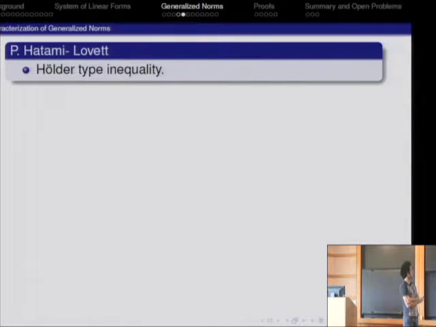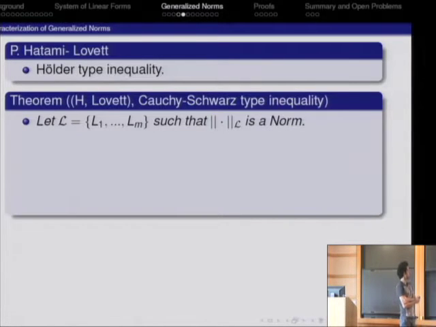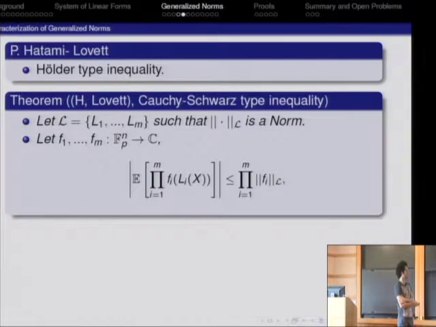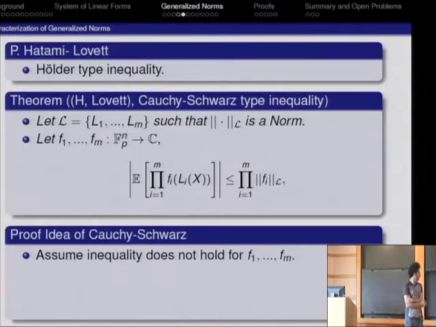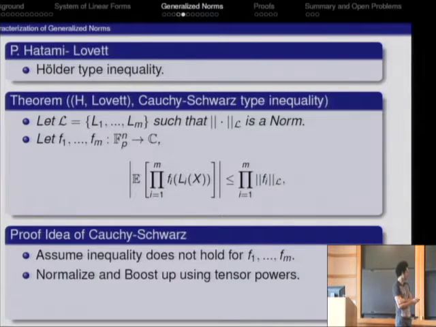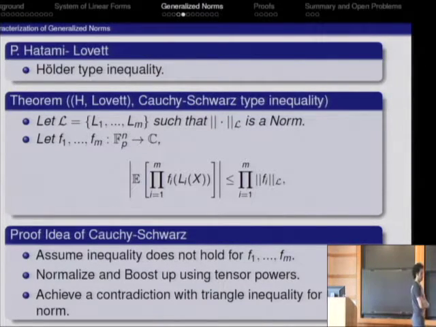How we prove it is we prove a Hölder type inequality, which is very involved, and I won't talk about this today. We will use that to give the characterization. But what I can say here is that we actually show that an inequality similar to Gowers-Cauchy-Schwarz holds for a system of linear forms too. If we have a set of linear forms and a set of different functions, and look at the average of f_i of L_i of x, we can bound this by the norms of the individual functions. The proof idea is that we assume there is a set of functions that does not obey the inequality, and we normalize them and boost up the inequality until we get a contradiction with the triangle inequality for the norm.